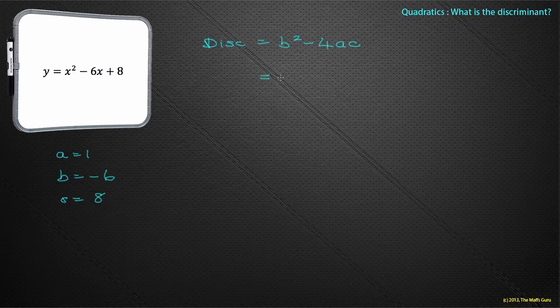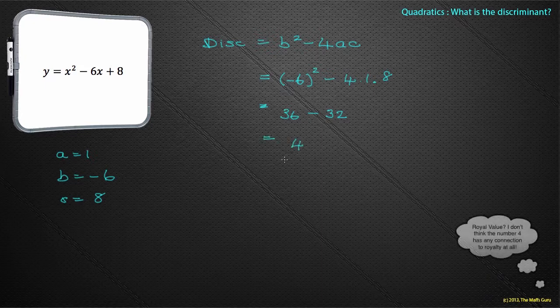So b squared, so minus 6, I'll put it in brackets, squared, minus 4 times 1 times 8. And what happens here? Well, minus 6 squared is 36. Minus 4 times 1 is minus 4, times 8 is minus 32. And 36 minus 32 gives me the value of 4.